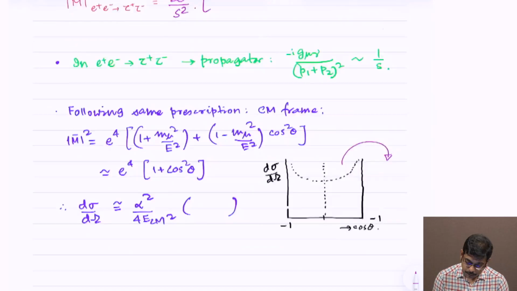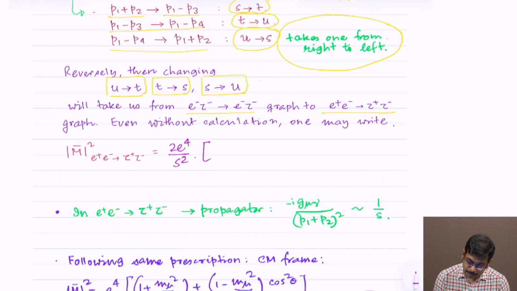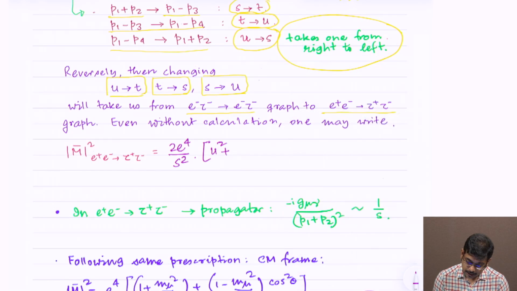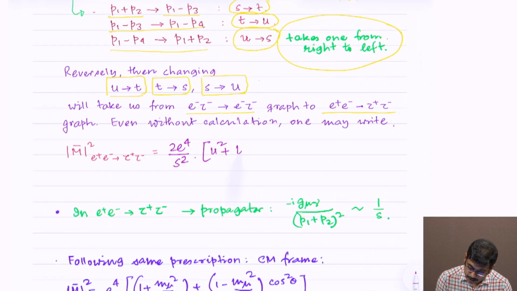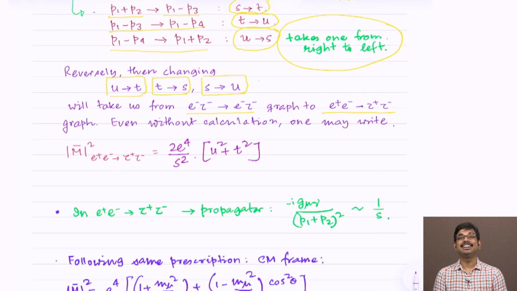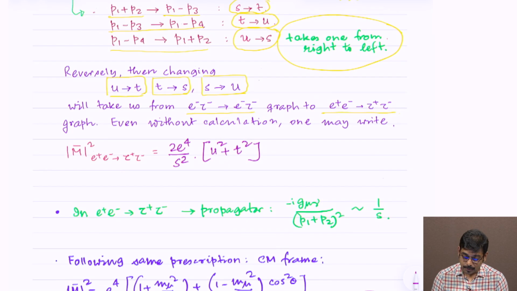So S is becoming what? S is becoming U. So this is U square. And we had also T square. We had A square plus U square, so U square is becoming T square, right? So this is essentially what we have. So this is the cross section for E plus E minus going to tau plus tau minus.